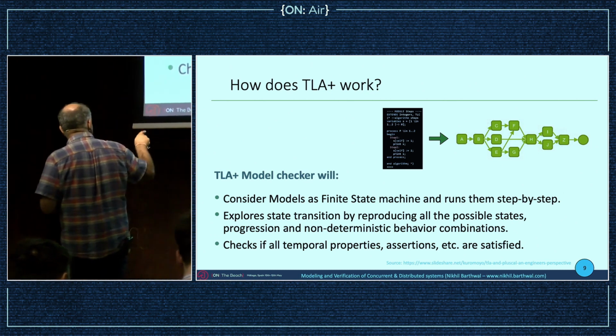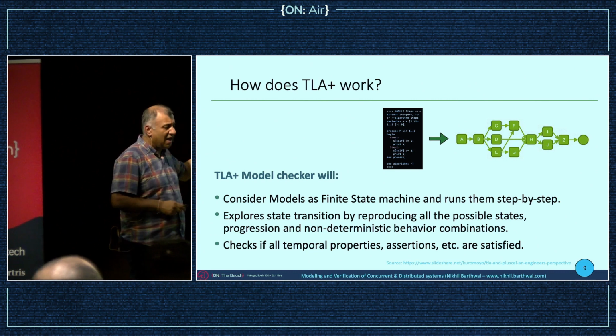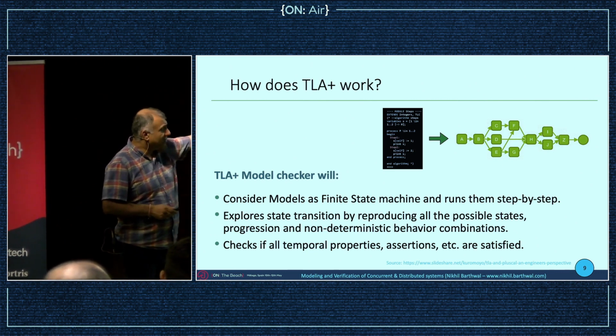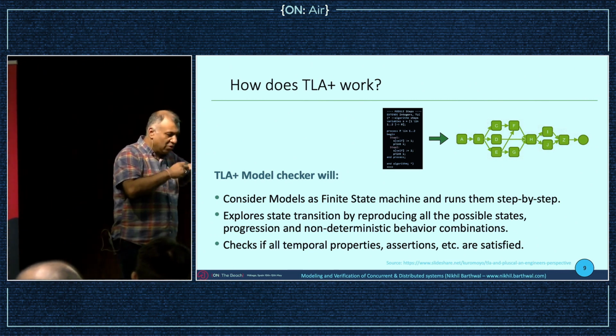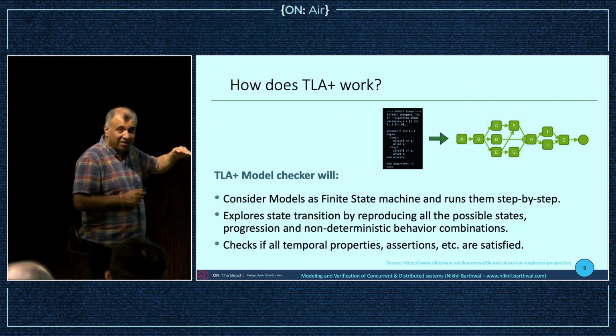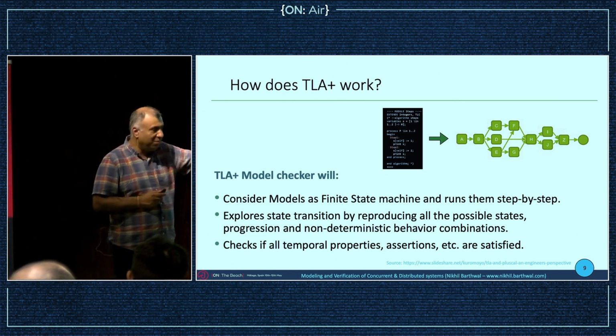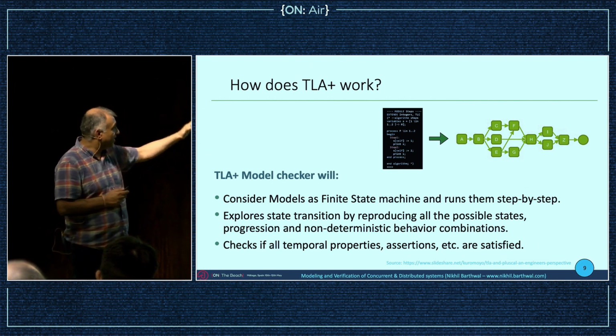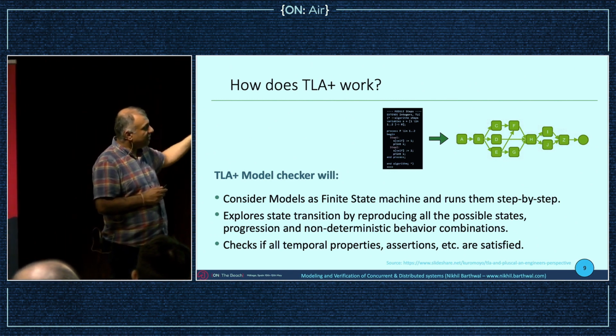And it checks all the temporal properties. I briefly mentioned temporal properties, but think of them as eventual consistency. An assertion is something that is going to be true at that point in time, and an invariant is something that is true at every point in time. So that's the difference between assertions, temporal properties, and invariants.